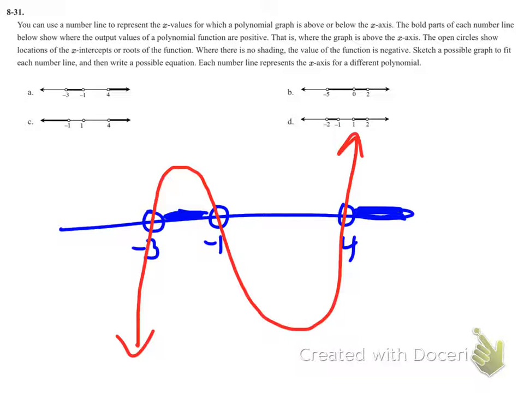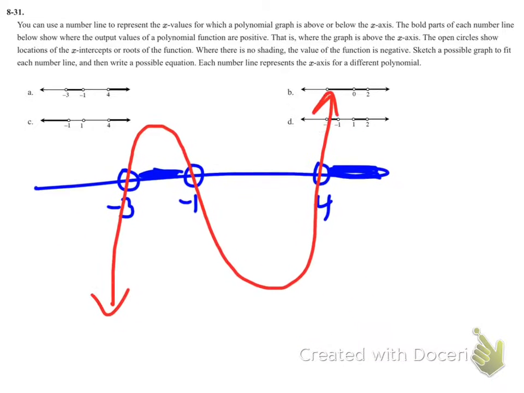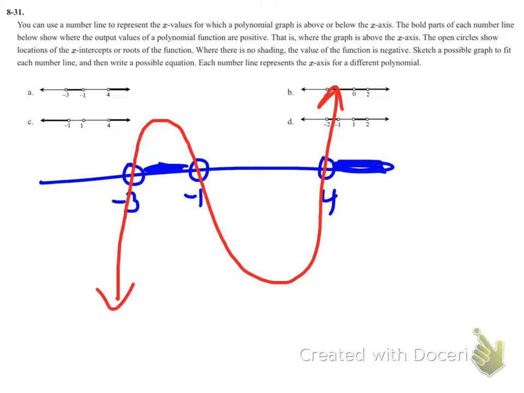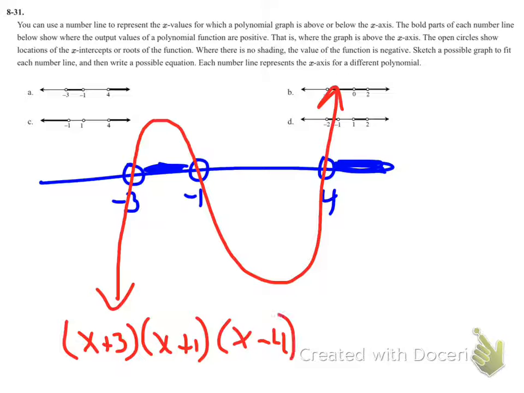I know what my factors are because of those roots. So my factors have to be x plus 3, giving me the -3 root, x plus 1, and x minus 4, and there's my equation. So pause it, try problem B, and I will go through and do problem B in a couple of seconds, and then do the same thing for C and for D.